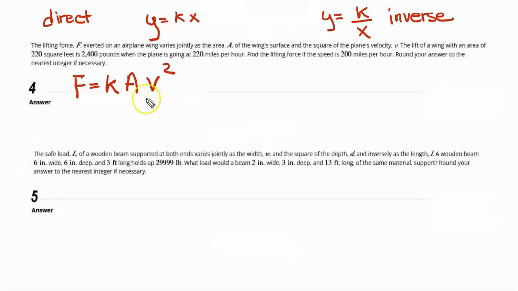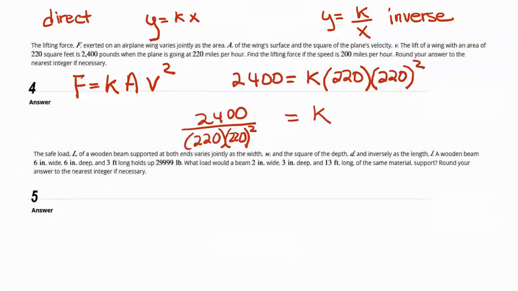Okay, something like this. The force is equal to some constant of variation times the area times the velocity squared. All right, next step, put this data in to solve for K. So the lifting force is 2,400. We don't know what K is.